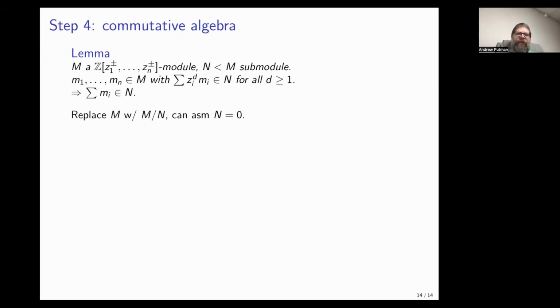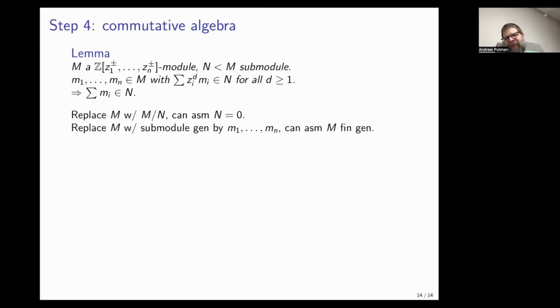So how am I going to do this? The first thing is I'm going to replace M by the quotient M mod N, so I can assume that N is 0. Okay, so now I know that the sum of the z_i to the d times m_i is equal to 0 for all d at least 1, and I want to show that the sum of the m_i's is 0. Now the next thing is there's no hypothesis here that M is finitely generated, but that's not a problem. I can replace M by the submodule generated by the little m_i's, and then I can assume M is actually a finitely generated module.